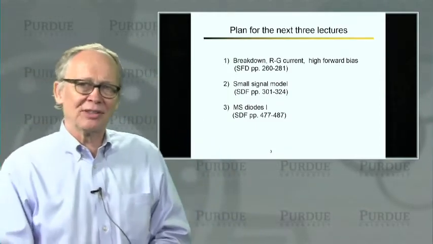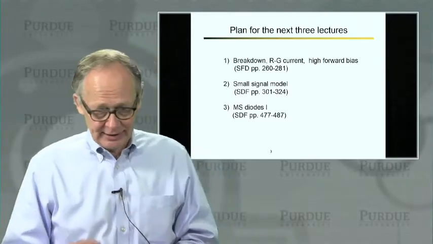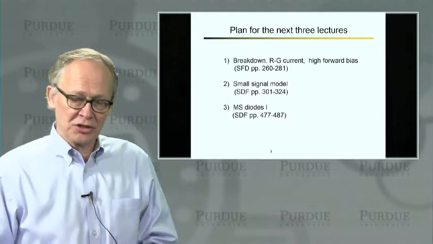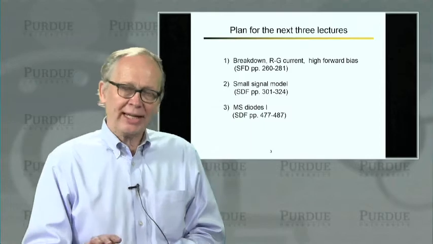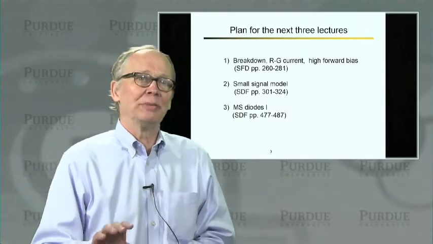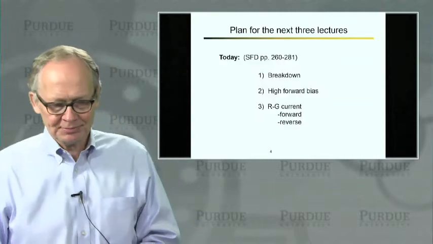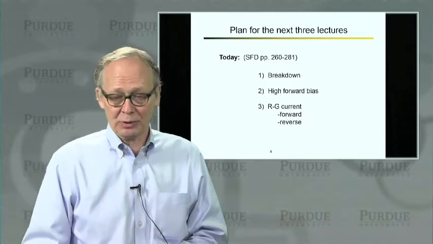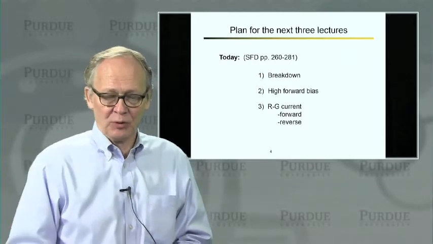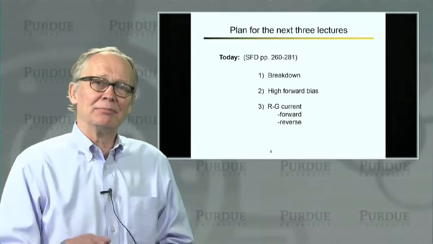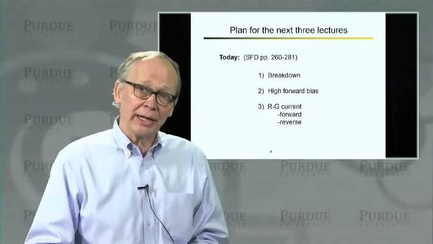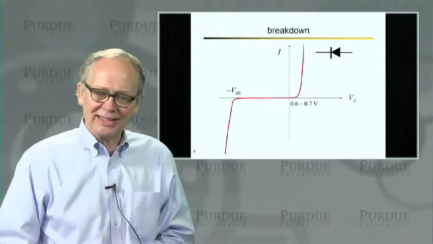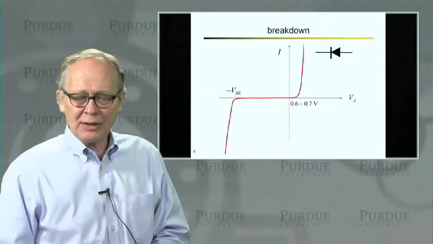I'm going to talk about several non-idealities of PN junctions today. On Wednesday, I'll talk about small signal models for PN junctions. And on Friday, we'll switch gears and we'll talk about diodes made in a different way, metal semiconductor diodes. Okay, so today, these are the topics. We'll talk about breakdown of a diode in reverse bias. We'll talk about what happens in high forward bias. And then we'll talk about what happens in modest forward bias or in modest reverse bias before the diode breaks down.